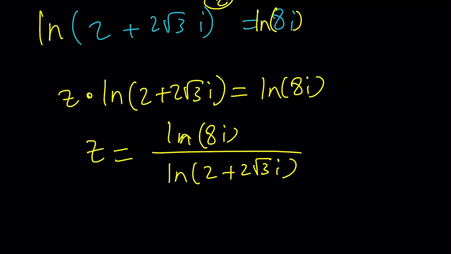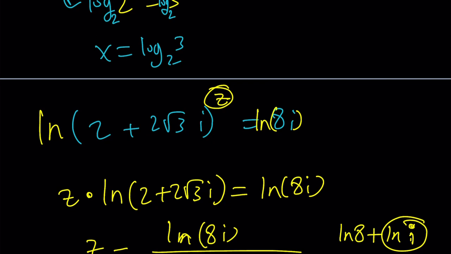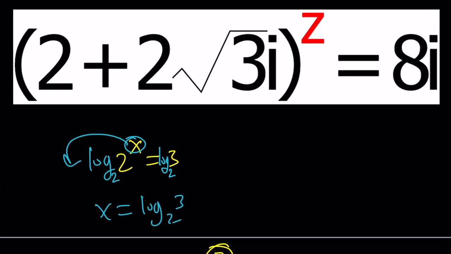That's it, case closed. Well, wait a minute. What is ln(8i)? Well, it's ln 8 plus ln i, isn't it? But what is ln i? So we kind of have to talk about the complex logarithm, and we're going to have to break it down. So let's see how we can approach this problem a little differently by using the definition for complex exponentiation.